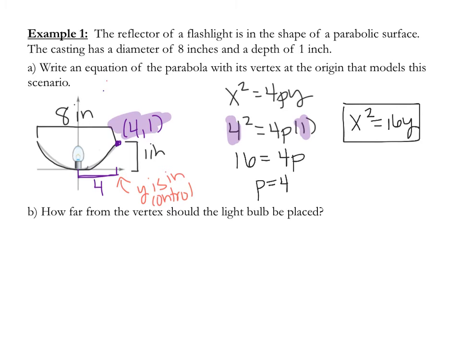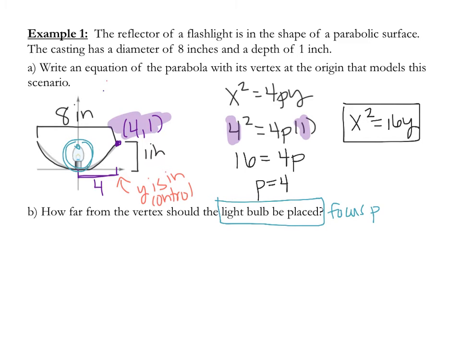Part B is an interesting question. It says, how far from the vertex should the light bulb be placed? So if you look at that there, what we're trying to figure out right now is where this light bulb should be placed. Well, the light bulb is going to be placed at the focus point. So you need to realize that they're asking you how far out that should be to get to the focus point.